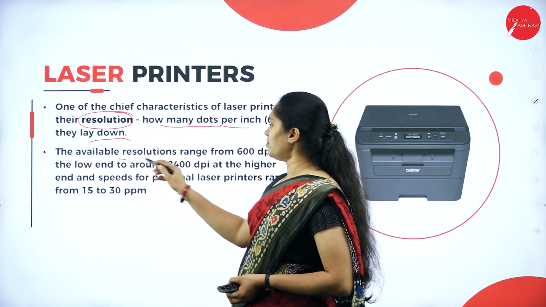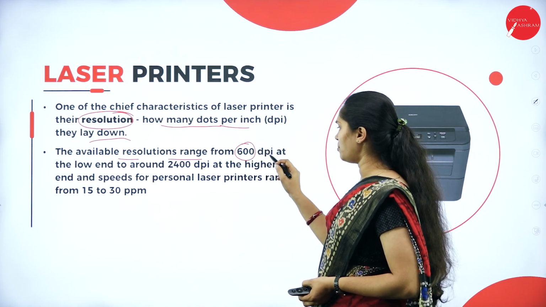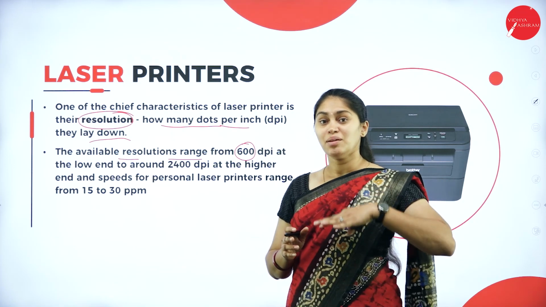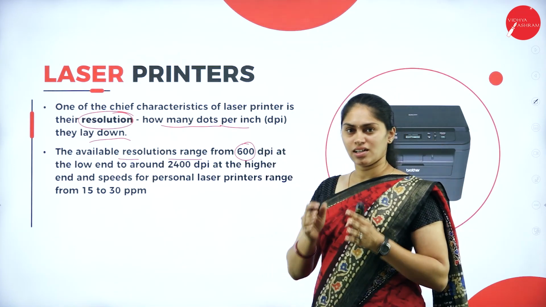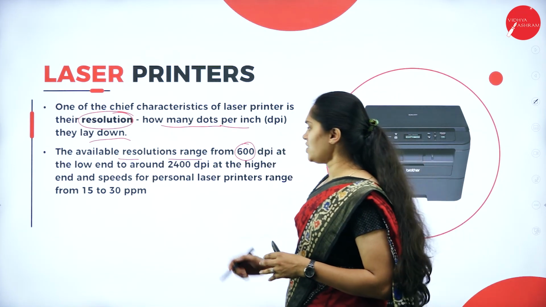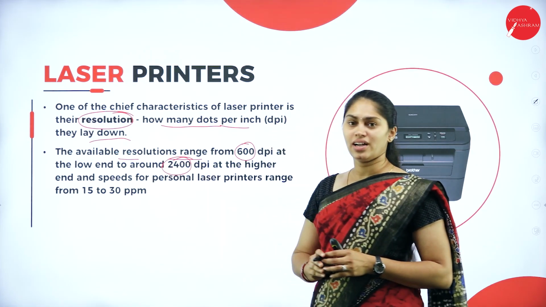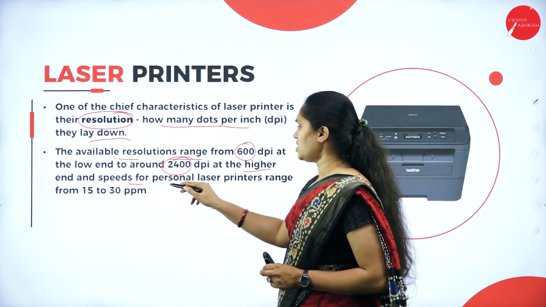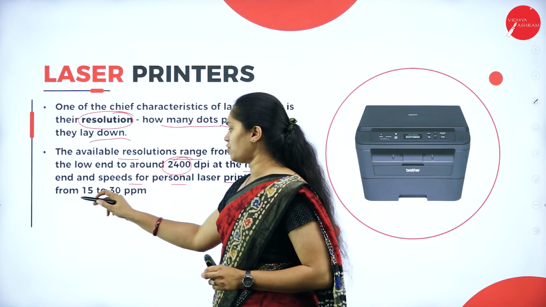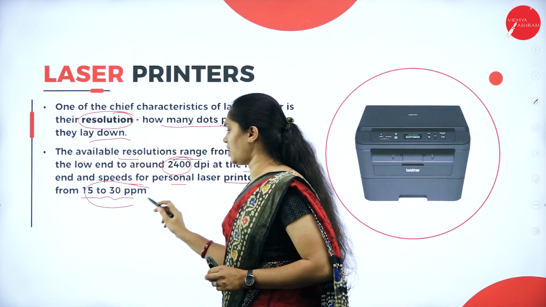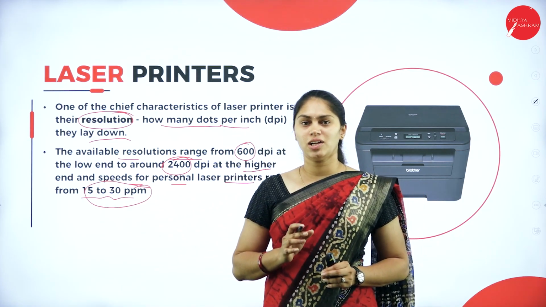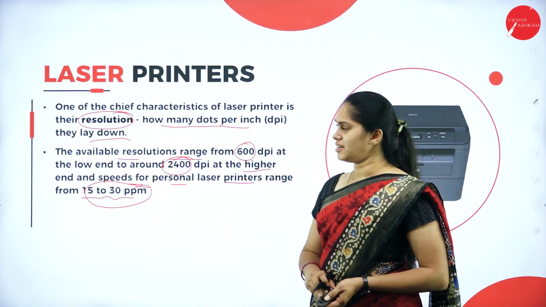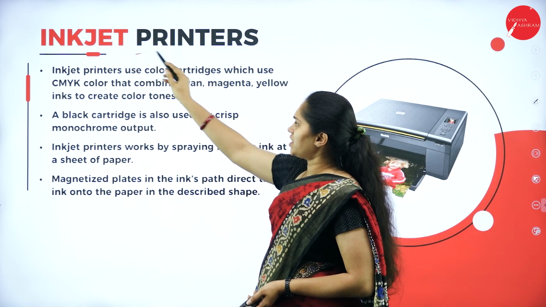The available resolution ranges from 600 dpi at the low end, which is the smaller version. That is the minimum value, 600 dots per inch, and up to 2400 dots per inch it can produce at the higher end. And speeds for personal laser printers range from 15 to 30 pages per minute. Per minute, it has the ability to produce up to 30 pages. That's all regarding the laser printer. Next we'll see about the inkjet printer.